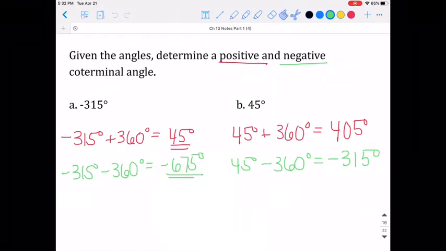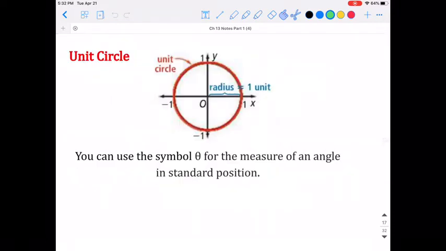A very important tool that we're going to be using when looking at angles in our coordinate plane is the unit circle. And this is what our unit circle looks like. Our unit circle always has a radius of 1 unit. So the unit circle hits every axis at 1. So in this case over here, on the positive x-axis, our point is at (1, 0).